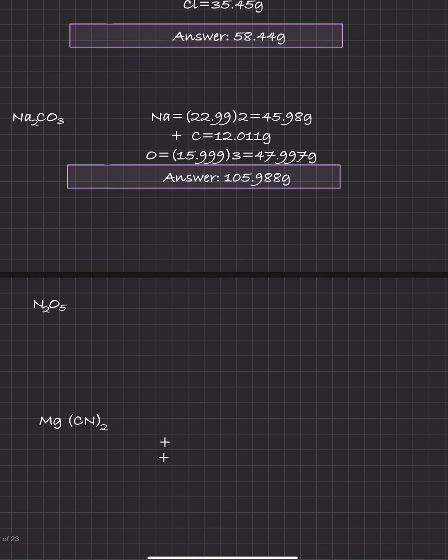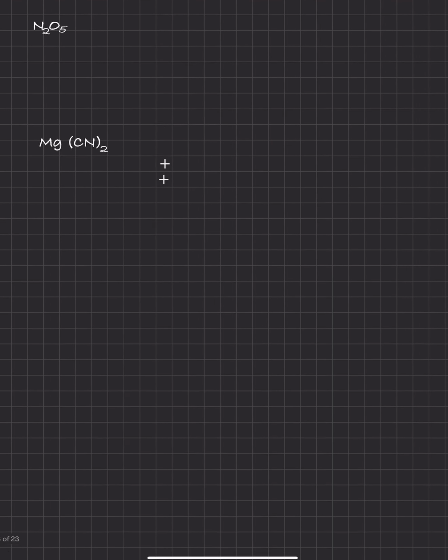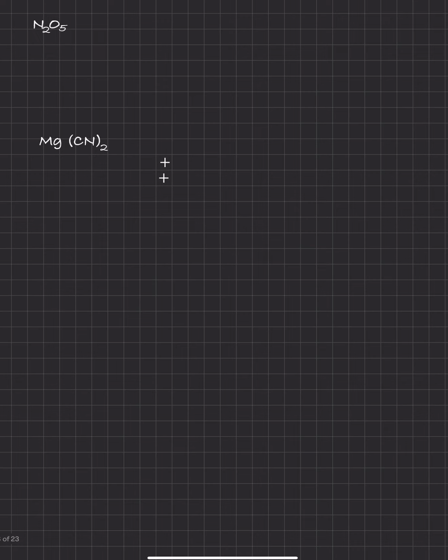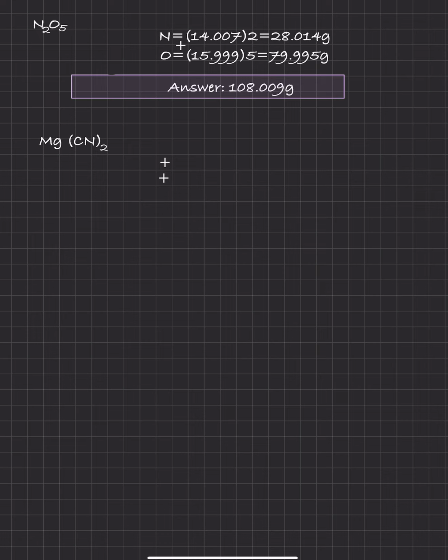Okay, so what if you have this and you have 5 different ones? Same process. So you have 2 nitrogens and you have 5 oxygens. So do 2 times what you have for nitrogen, which is 14.007. And for oxygen, you have 5 of them, so 5 times 15.999. And then you add them up, and there is your sum.